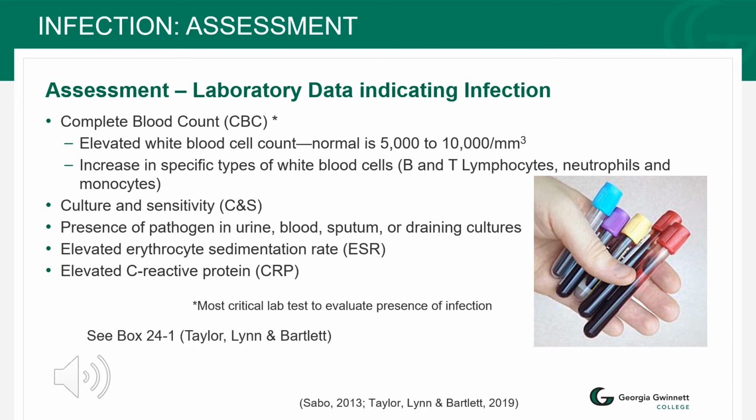When you have the differential count, it's going to give you an indication of what those different white blood cells look like, whether they're elevated or decreased. And elevated B and T lymphocytes and elevated neutrophils and monocytes are indicative of infection, and particularly a bacterial or a viral infection. Neutrophil counts are significantly elevated with a bacterial infection, and typically you'll see an increase in your band cells, or those immature neutrophils, and that's when an infection is acute.